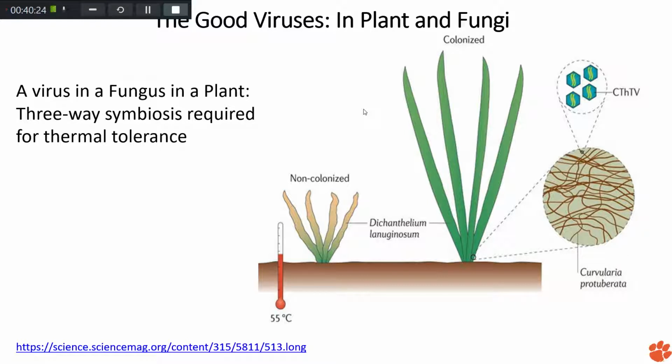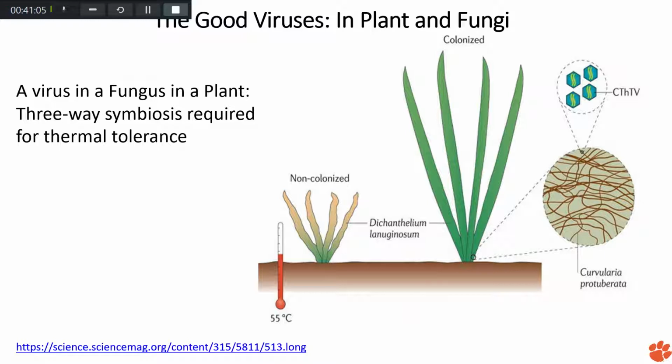On the other hand, here are a couple of examples, and we are just starting to learn these things: are there any good viruses? So here is an example of a three-way symbiotic relationship with viruses. This is actually a very tall grass, Dicanthelium lanuginosum, and it grows in the geothermal areas of the United States, say Yellowstone National Park, close to the hot water geysers, the hot mud, those springs and all those kinds of things. And the soil temperature could be unusually high, like 55 degrees Celsius, very, very hot.